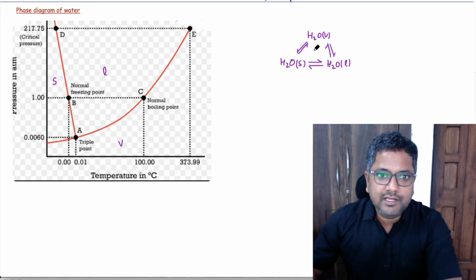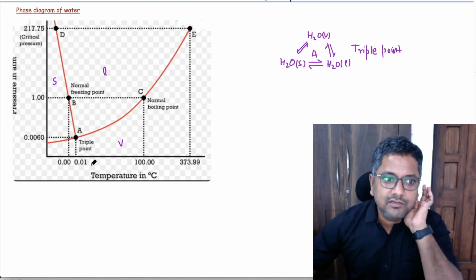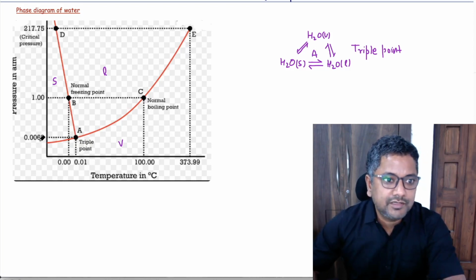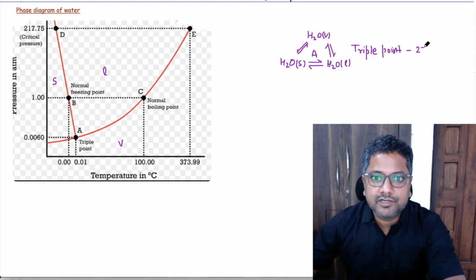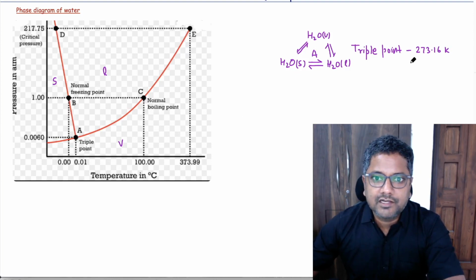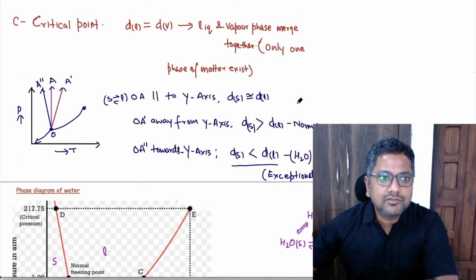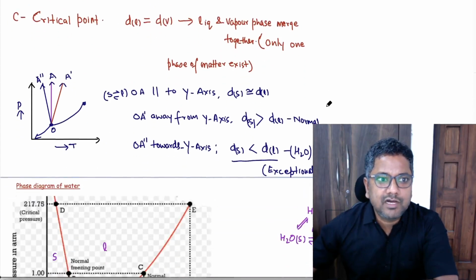Right? So all three phases coexist at point A, and this is known as the triple point. And at this triple point, T and P are fixed. The temperature is given as 0.01 degrees Celsius, which is 273.16 Kelvin for water. And the pressure is 0.006 atm. I think before also I have written 0.006 bar, and here 0.006 atm.